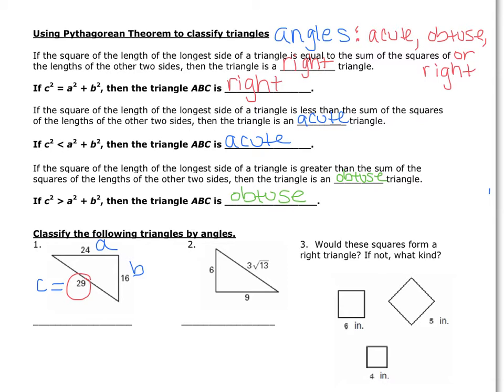So when you're classifying, you're always going to start with squaring the hypotenuse first. You want to know, how does that compare to the sum of the legs squared? Is it equal to, greater than, or less than? So let's check that out. If we square 29, how does that compare to 24 squared plus 16 squared?